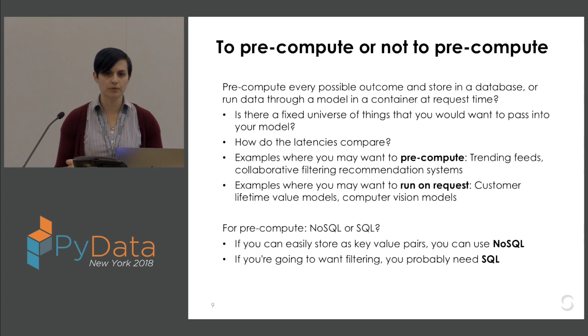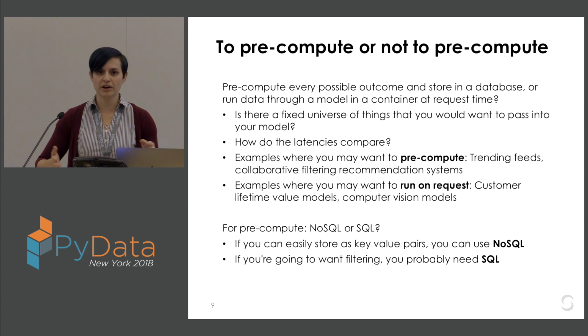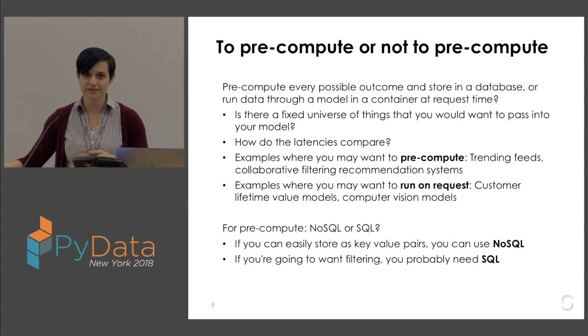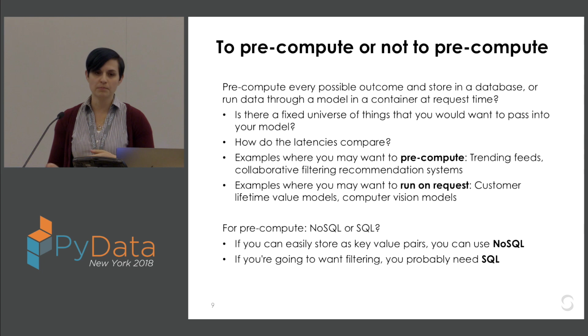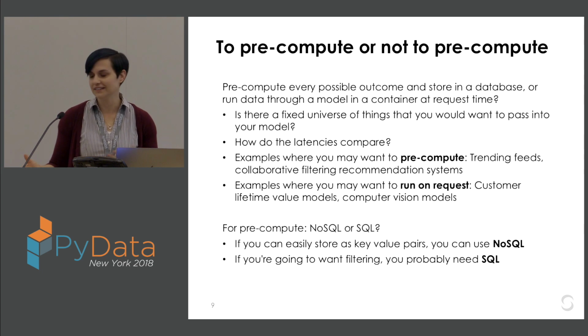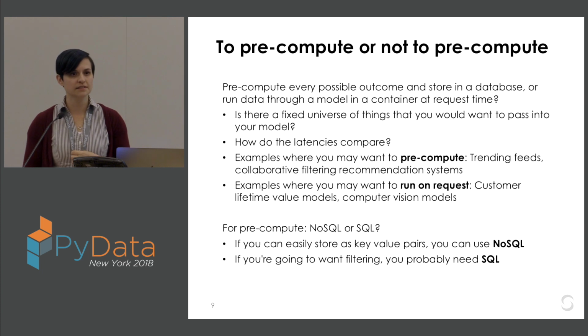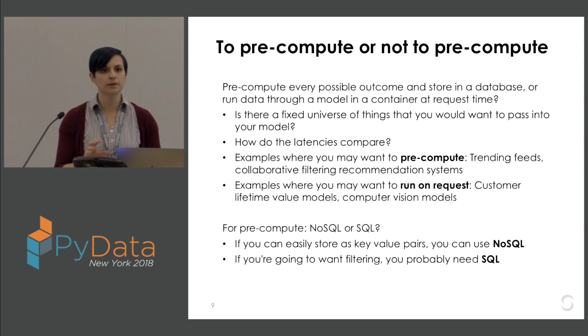So a few examples where you might want to pre-compute everything. One example is the trending service that I've been talking about, because it's just a feed of things, and it's really hard to say, give me number 10,000 of the trending feed. There's no model that takes in that number. It's just a list of things that I've pre-computed. You also could have collaborative filtering recommendation systems where you're trying to figure out what products might be similar to other products based on who's purchased or viewed them in the past. That's another situation where it's very timely and costly to compute, so you want to just do it all at once overnight and store it.